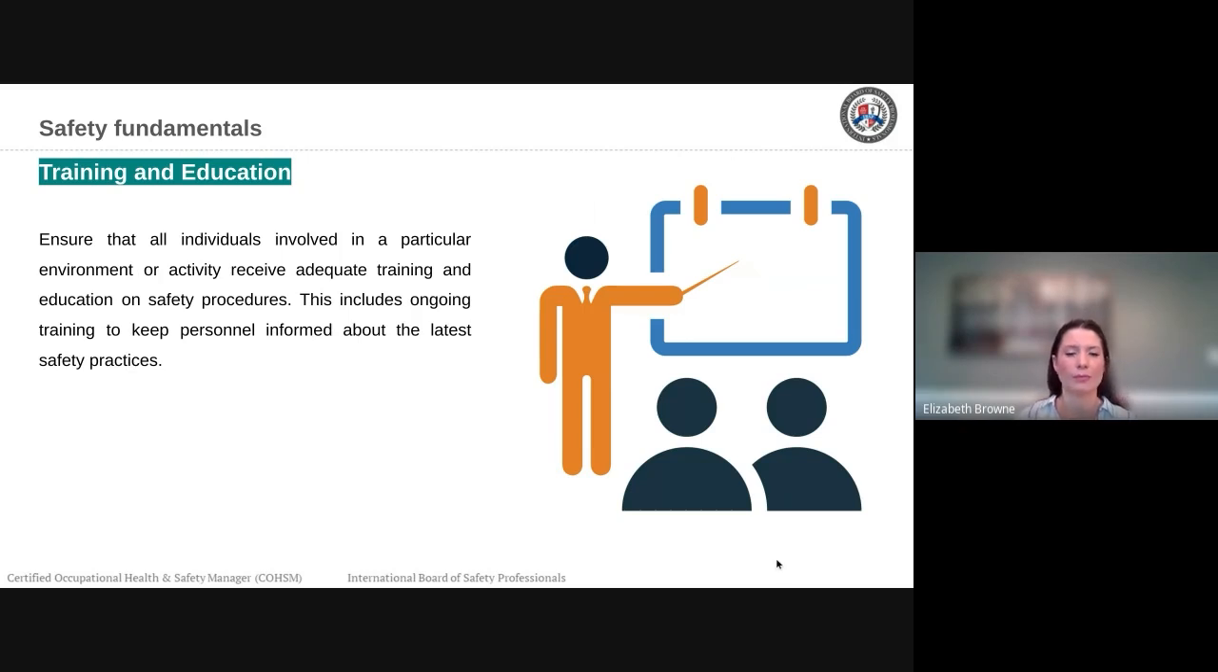But a lot of our standards and regulations do require that employee training and education occurs, again, prior to the employee being exposed to the hazard, but then also on some periodic basis. Typically at a minimum annually, we would be retraining employees on these topics.